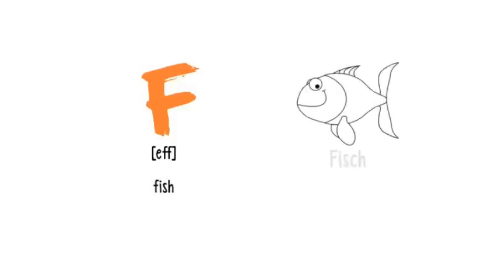F is pronounced like the word fish, and the translation of fish in German is the same. Fisch. The next letter is G.